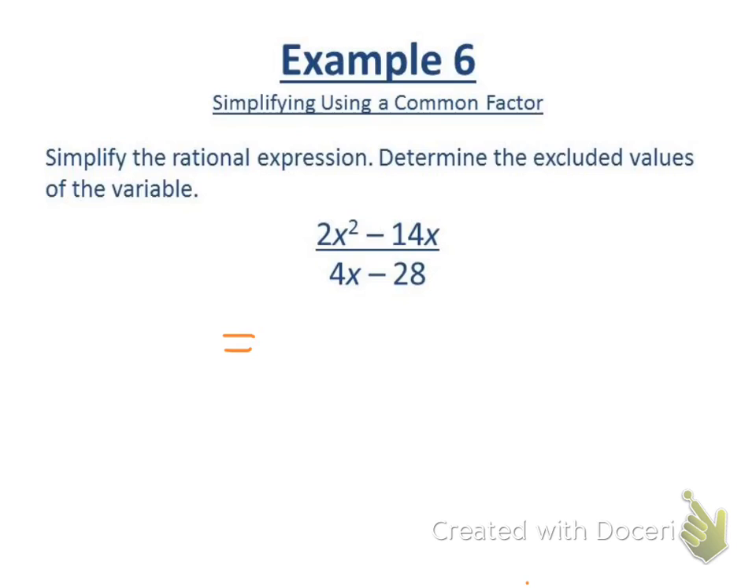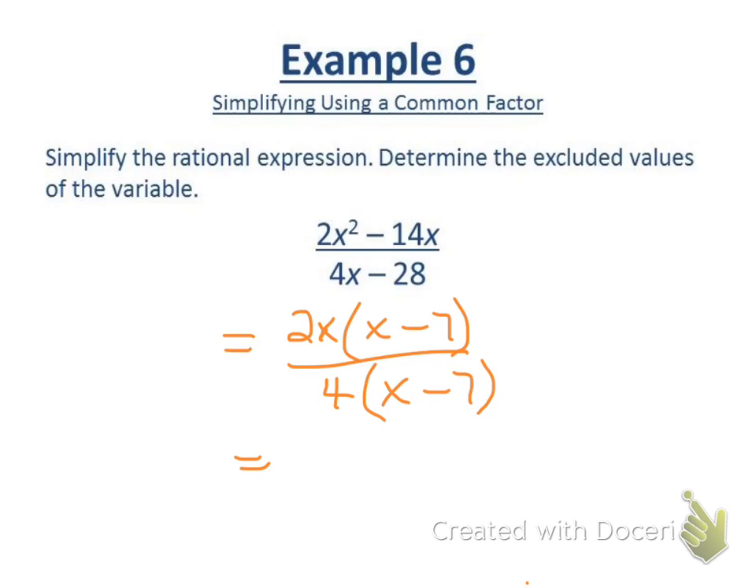Okay, so you factor the numerator. What do we factor out of the numerator? 2x times x minus 7. Okay, and factor out the denominator, and you get 4 times x minus 7. Right? And then what can cancel? Watch this. The x minus 7s can cancel. What else can cancel? 2 over 4 simplifies to be 1/2.